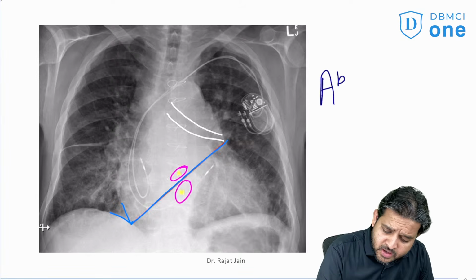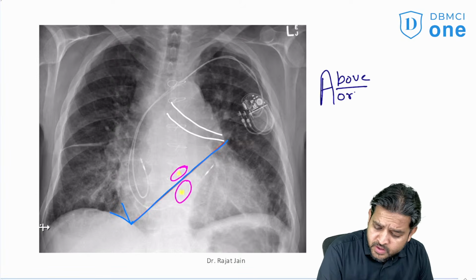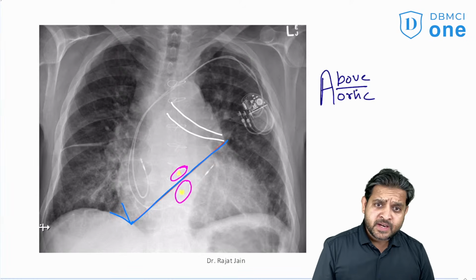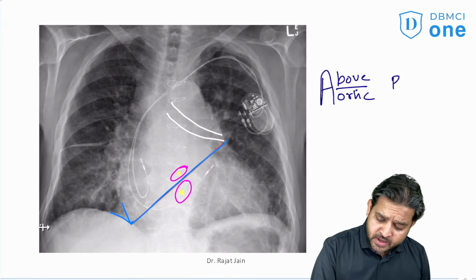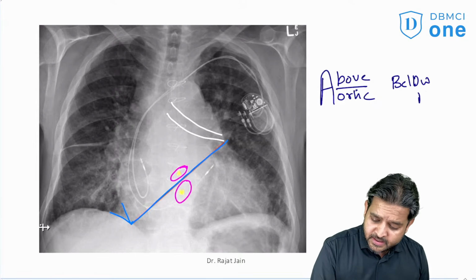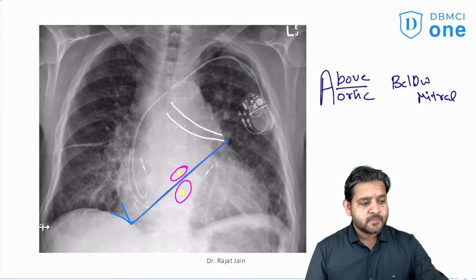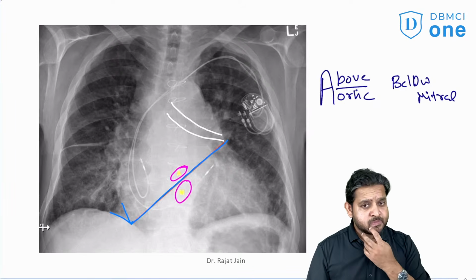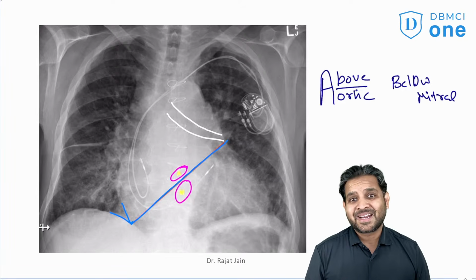Write A for above, A for aortic. If it is above the line, it is aortic. If it is below the line, then it is mitral. If it is above the line, then it is aortic. If it is below the line, then it is mitral, right?